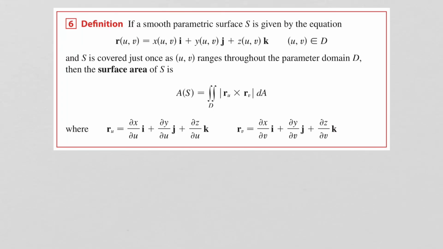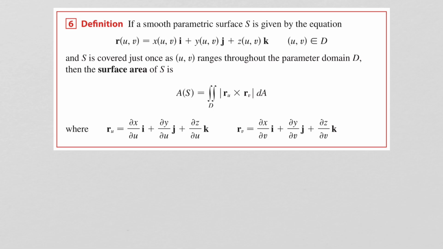Now, as a definition, if a smooth parametric surface S is given by the equation R here, that's a vector equation, and S is covered just once as u and v range through a particular domain, then the area of that surface is the double integral of the magnitude of RU crossed with RV. Now, why is this? This is true because RU crossed with RV is the area of the parallelogram formed by those tangent vectors. And we talked earlier about how that parallelogram can be used to approximate the patch on the surface.